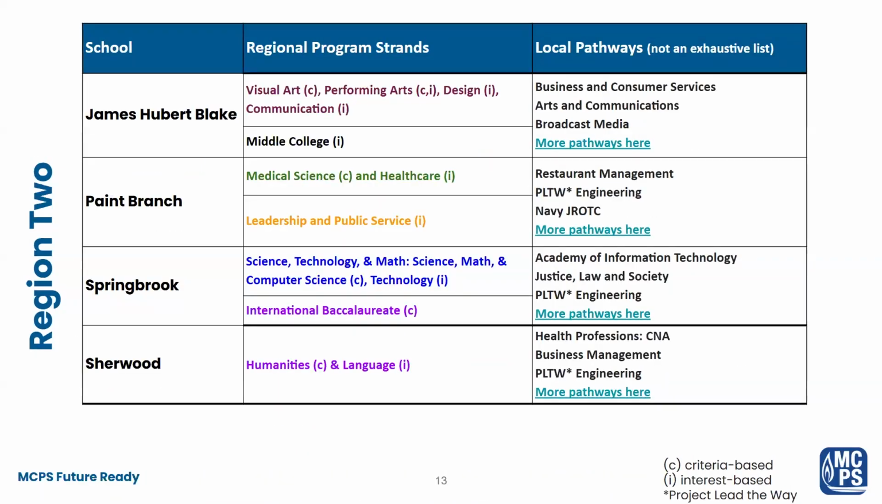So in Region 2, you'll see it looks a little different from Region 1. All of the arts are together at Blake High School, which has a lot of assets for offering the broad variety of the arts for a regional program, and also the addition of middle college. That would be the location for middle college. You'll see medical science and healthcare at Paint Branch, as well as leadership and public service. And you'll see both the STEM, the science, technology, math, at Springbrook, as well as the International Baccalaureate program, which is a regional program there now, and humanities and languages at Sherwood.